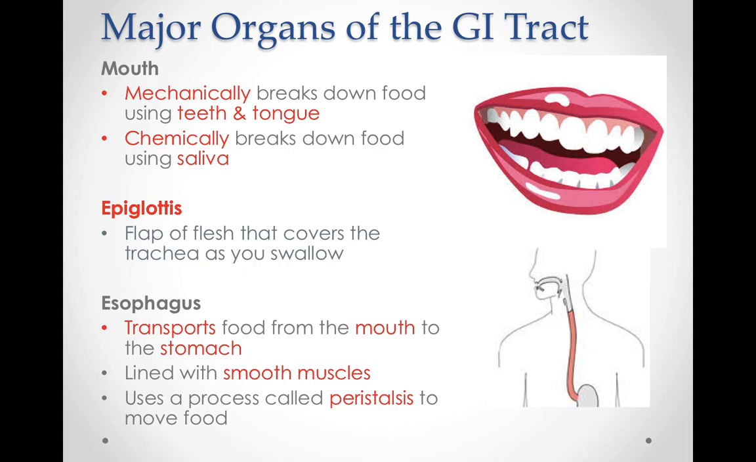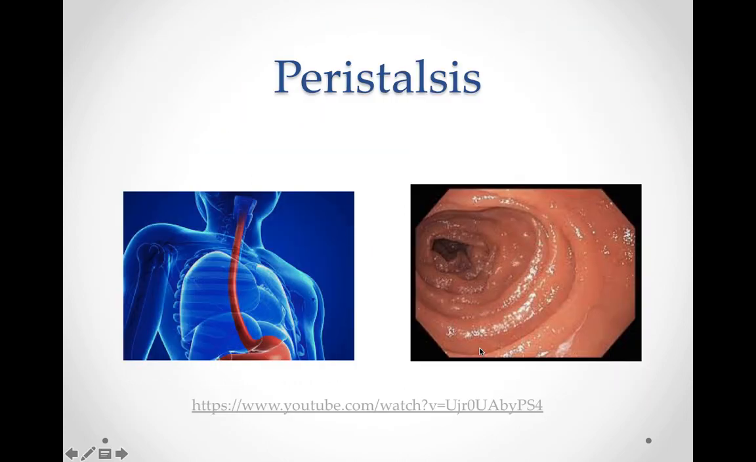And speaking of the right tube, the esophagus is that tube that transports food from the mouth to the stomach. Now, this long tube is lined with smooth muscles, and these smooth muscles are able to move the food down the esophagus using a process called peristalsis. So I want to just stop there and look at what peristalsis actually is.